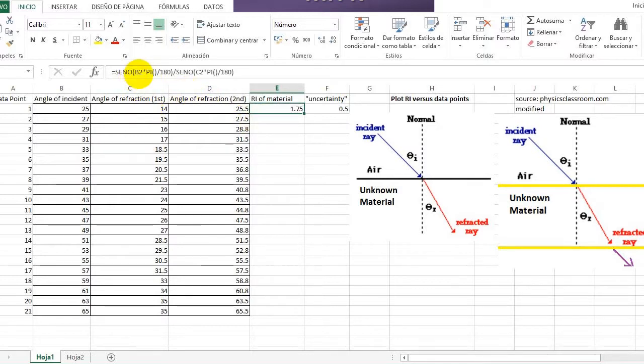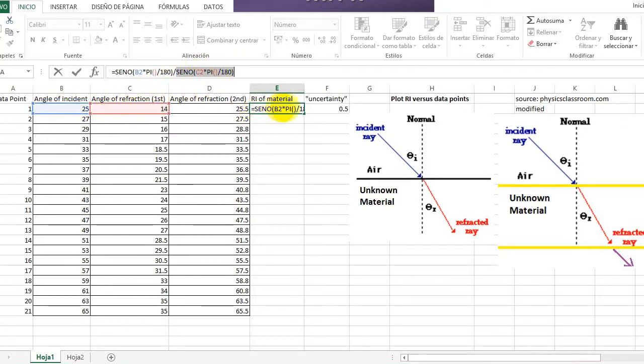Well, in this case, I don't want just to write down this value. I actually want to do a calculation with that value. So I want to calculate B2 times pi divided by 180. I want to take the sine of that. So that's what this whole thing here is doing. The sine of cell B2. And again, this is just a conversion factor, pi and 180. And I want to divide that by the sine of a second cell, C2. And again, we have a conversion factor as well.